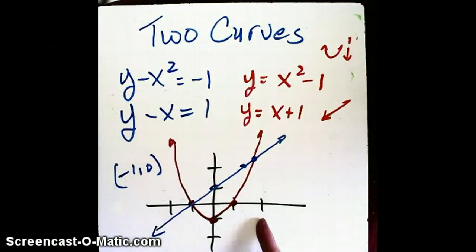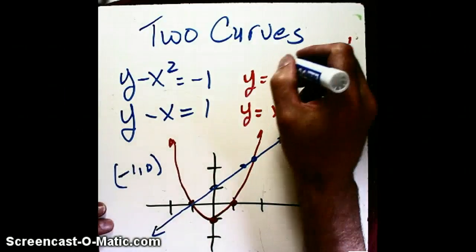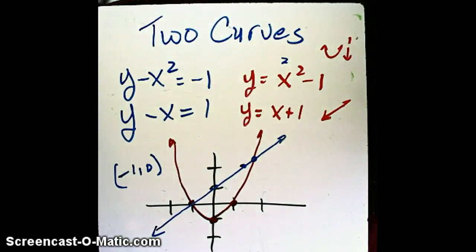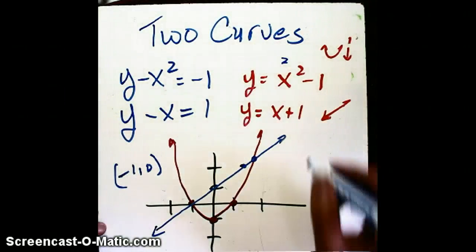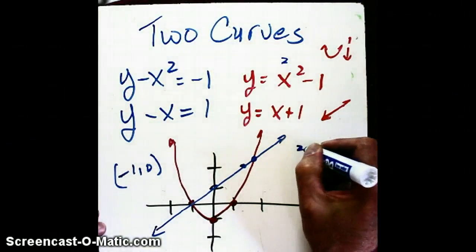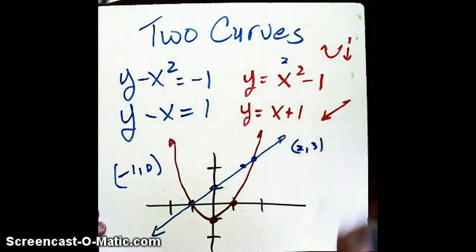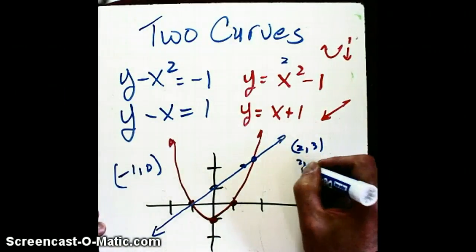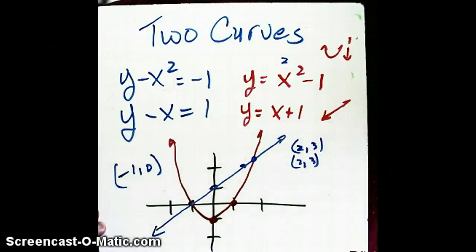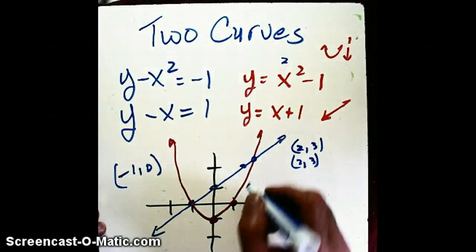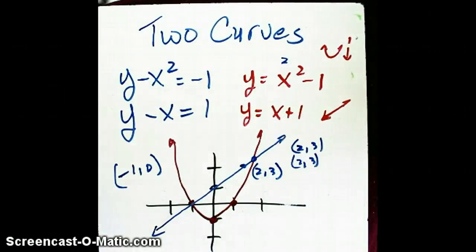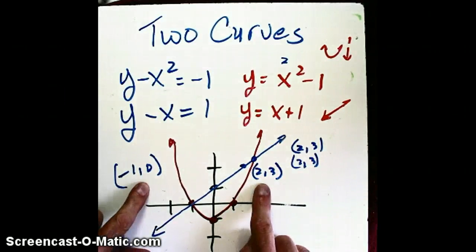Let's see what happens to both of them at 2. If I plug in a 2 right here, I have 2 squared, which is 4, minus 1 is 3. So that would be 2 comma 3. If I plugged in a 2 right here, that would be 2 plus 1 is 3. So yeah, 2 comma 3 is an ordered pair that's shared by both of them. So the answer there would be 2 comma 3. There would be 2 answers.